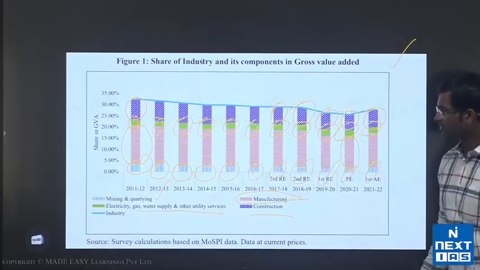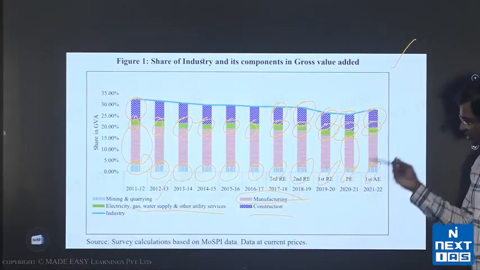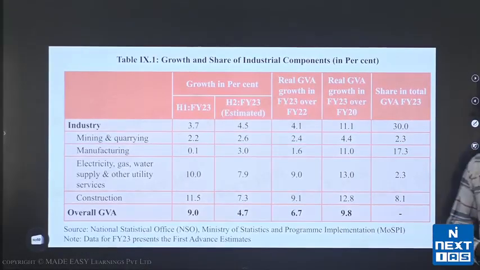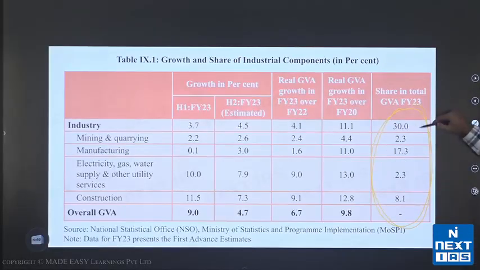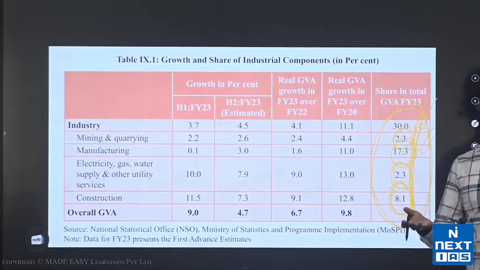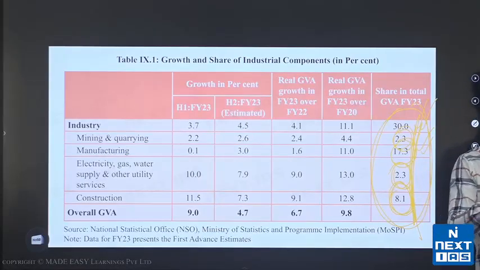So again I'm repeating, how is industry doing? Okay, but what is happening inside industry manufacturing? What is happening in construction? What is happening in mining? We can track through the GVA data, gross value added data. If you see, out of 30 rupees of industry GVA, 17 rupees come from manufacturing, construction 8 rupees, electricity 2.3 and mining 2.3. This is exactly the share of GVA. GVA is a beautiful picture. It gives sector-wise analysis so that we can make better policies by seeing the GVA data.